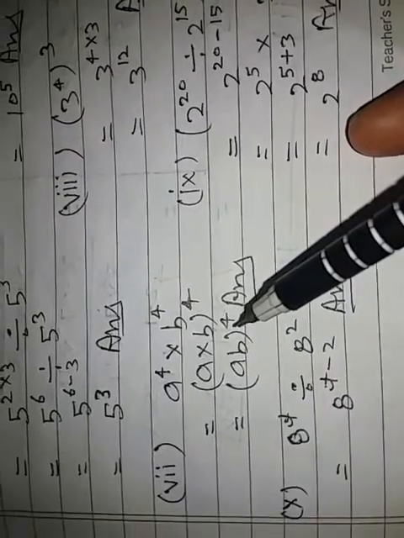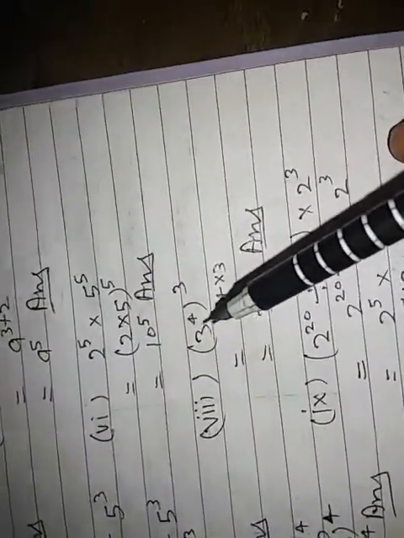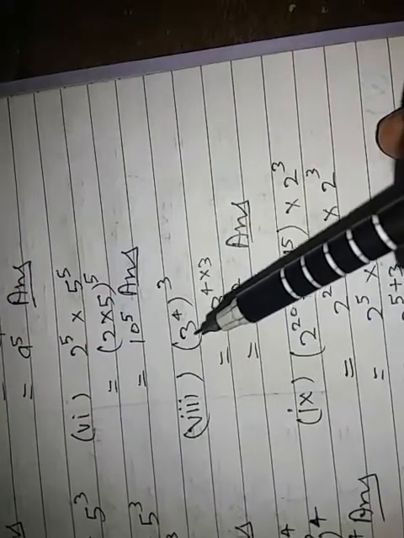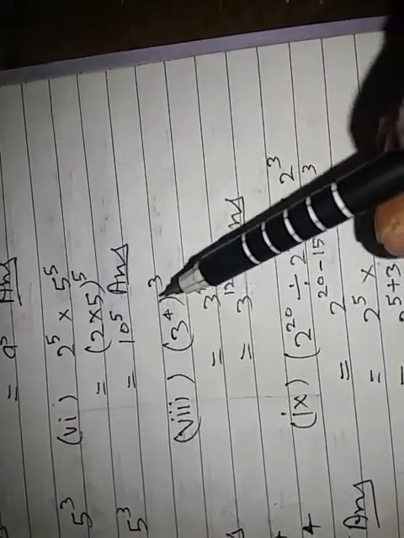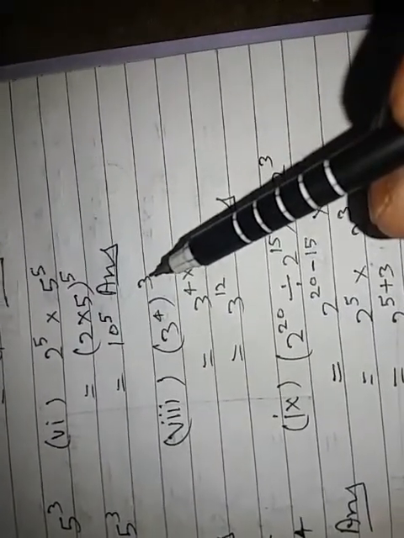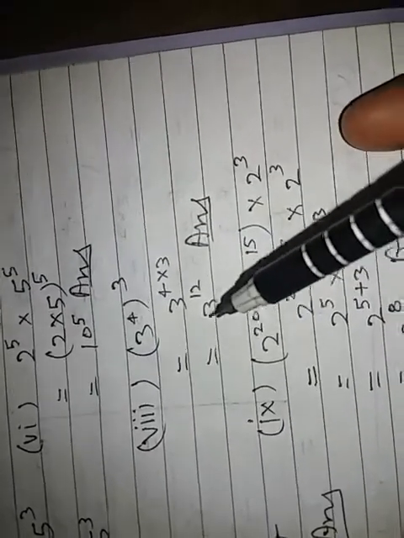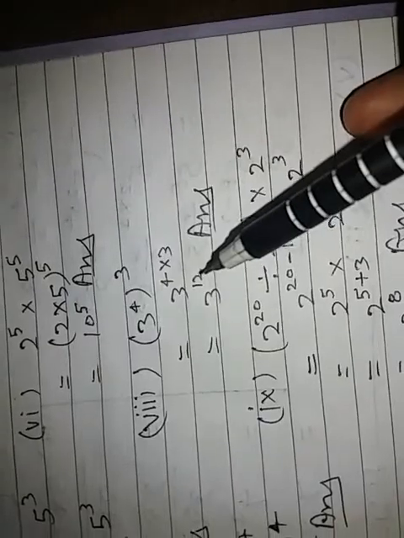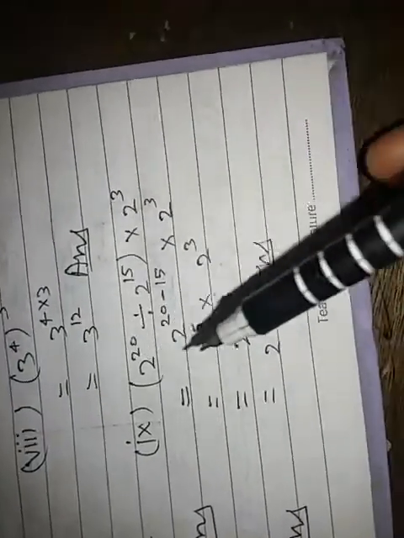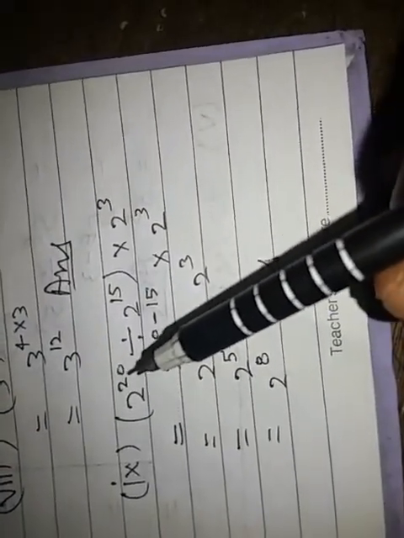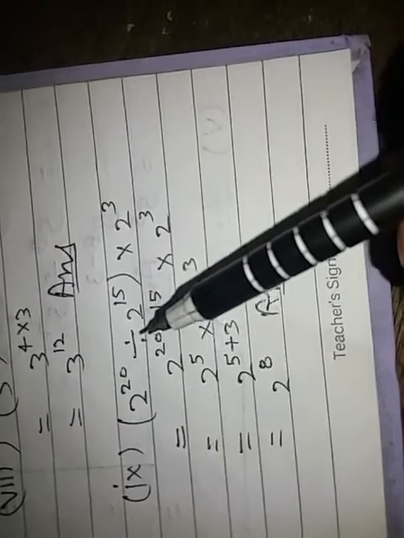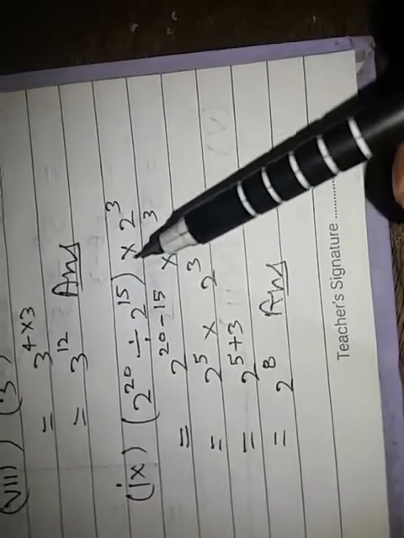Now part 8 of question number 1: 3 to the power 4 whole power 3 is equal to 3 to the power 4 into 3, which is 3 to the power 12. Part 9: 2 to the power 20 divided by 2 to the power 15 into 2 to the power 3.